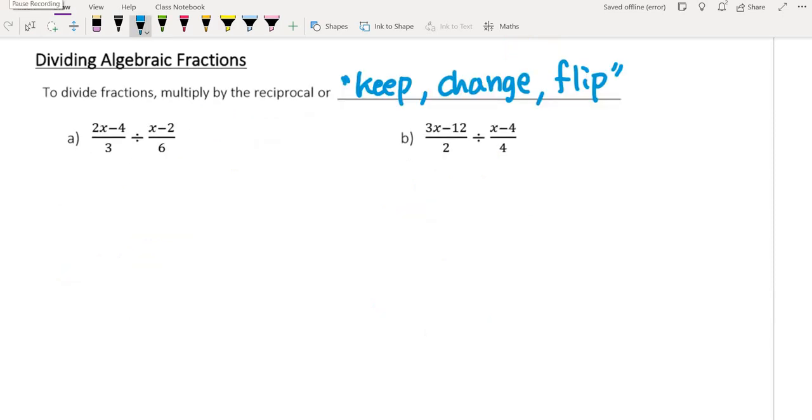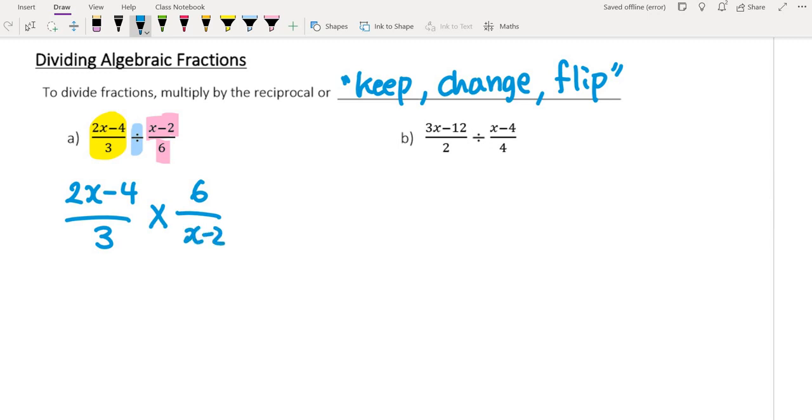Alright, next we're looking at dividing fractions. When we divide fractions, we want to follow the process of keep, change, and flip. So we keep the first term, change the sign to multiplication, and flip the up and down of the last fraction. So this will look like 2x minus 4 over 3. So keep this one, change the sign, flip this upside down, and then now you carry on like it's multiplication. So you do 6 times 2x minus 4 over 3 times x minus 2.